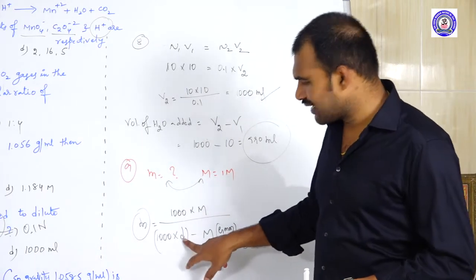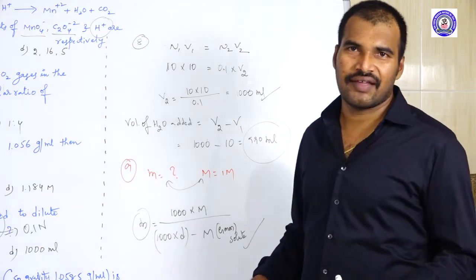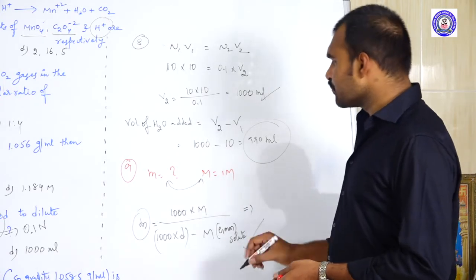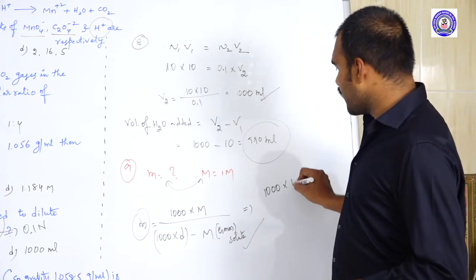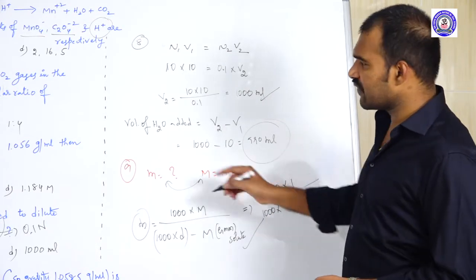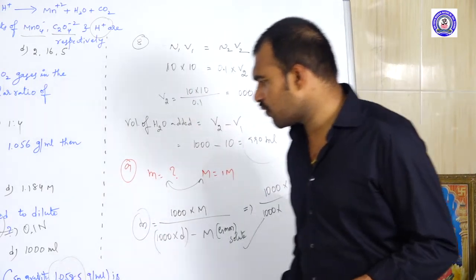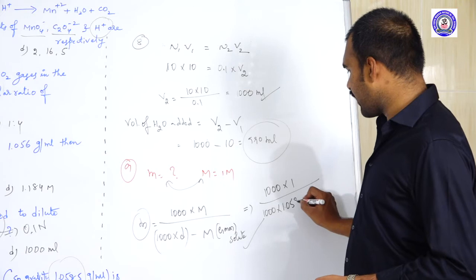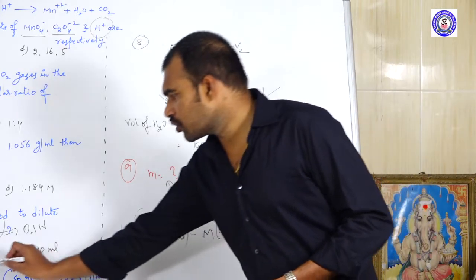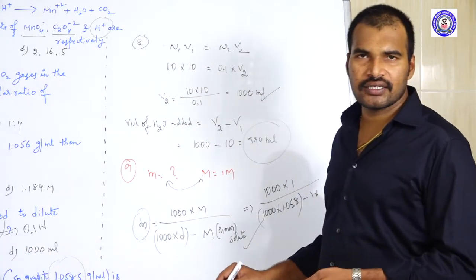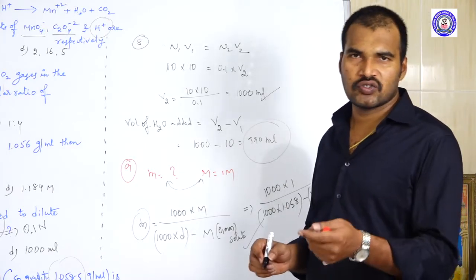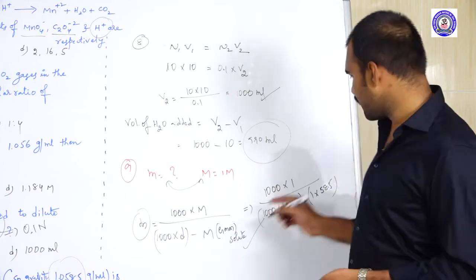How do we do it? We know that density is nothing but a specific gravity. You can use specific gravity as density, no problem. Now substitute the values. So 1000 into molarity is 1. Next 1000 into what is the specific gravity they given? Specific gravity is 1.0585. 1.058 I have considered. And molarity 1 into molar mass of solute. What is the solute? NaCl. NaCl molecular weight is 58.5. Why? Because sodium is 23, chlorine is 35.5, total 58.5.